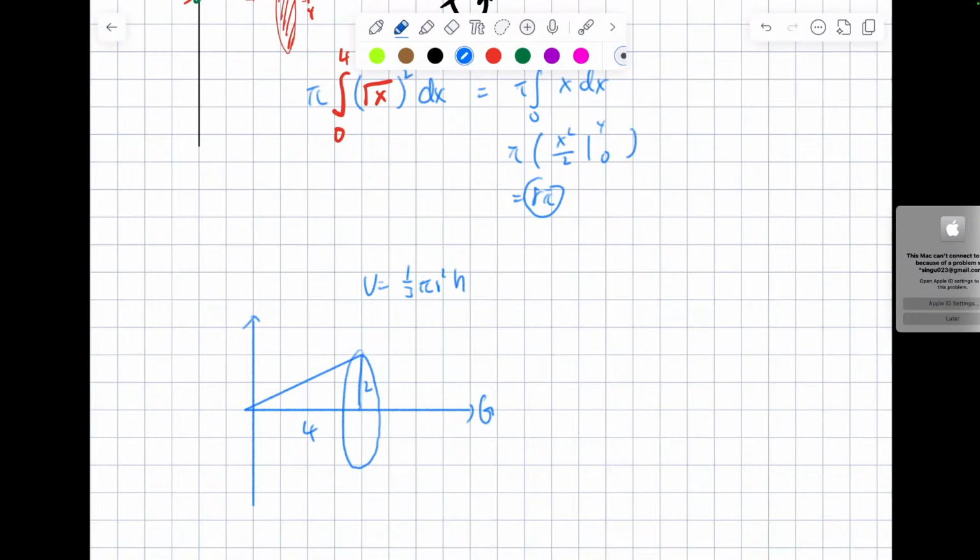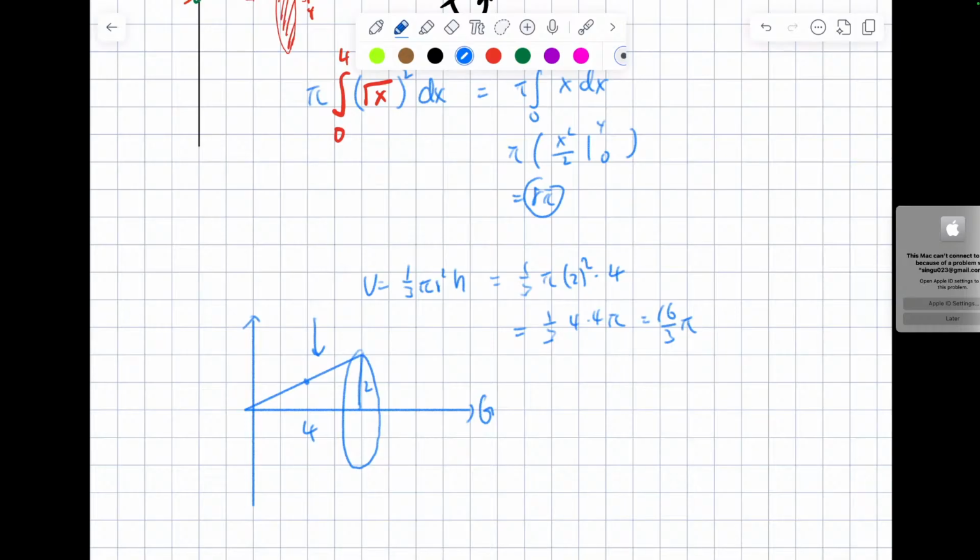We know the radius is what? 2, right? So it's going to be 1/3 times pi times 2 squared. What's the h? 4. Okay, so that is going to be 1/3 times 4 times 4 pi, right? 16 over 3 pi, right? Now we know this. Now, what's the function of this one?